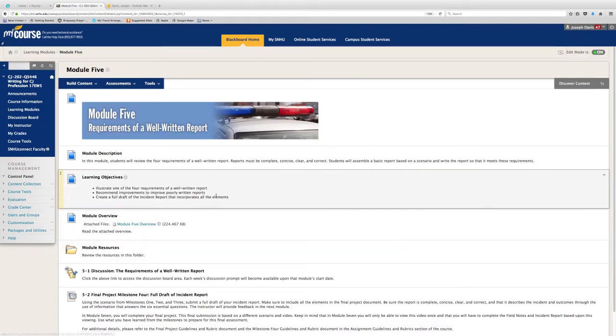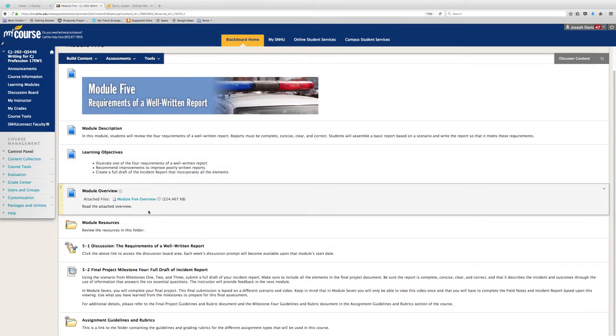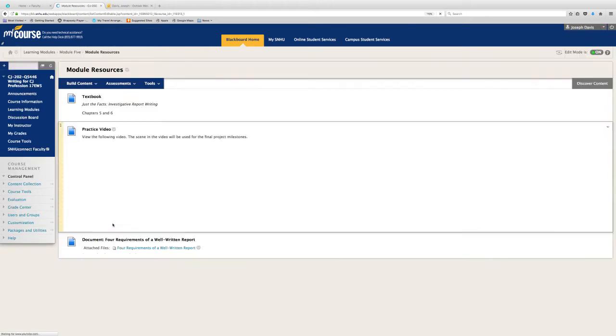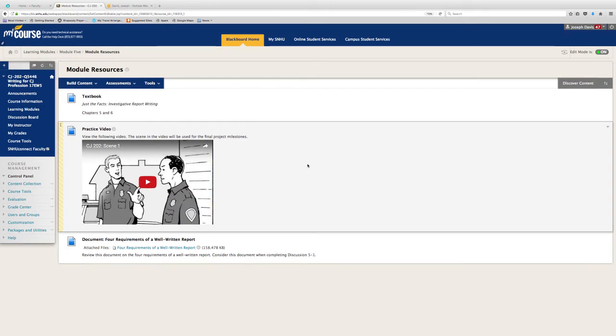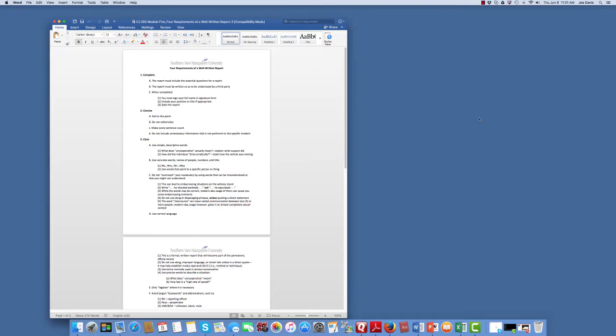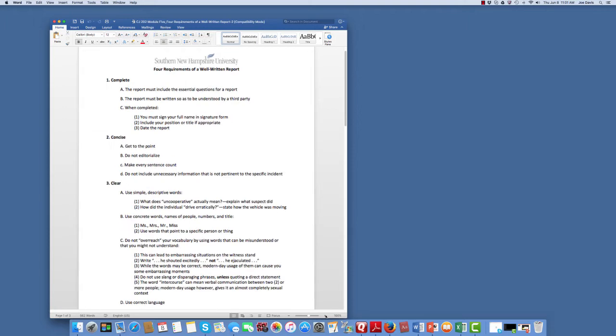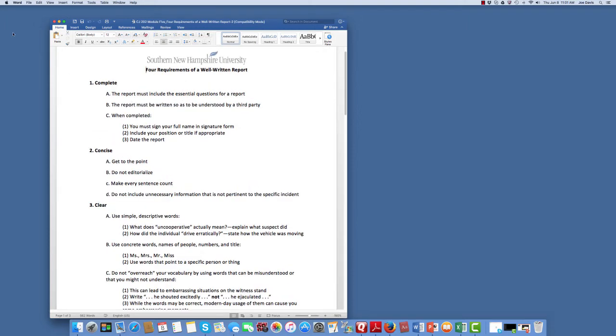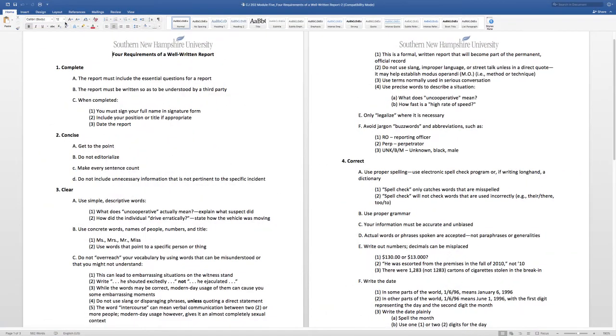So we open that up and we come over here and we look at both the module overview, or if we go to module resources, there is the video scenario again, but there is only one document for you. I'll open that up. I did it this way so you could see how to find it, and so you wouldn't have any trouble. Let me make it a little larger here. Okay, there we go. This document is called 4 Requirements for a Well-Written Report.